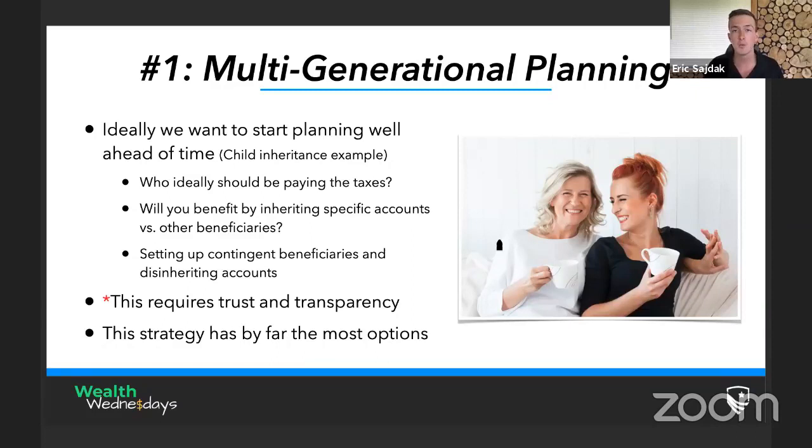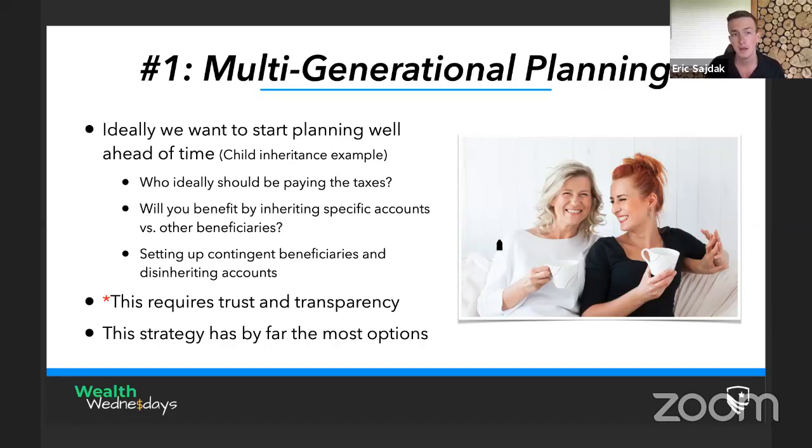So it's very important with this multi-generational planning to figure out who should be paying the taxes on that inheritance. Somebody is going to with a traditional IRA. Okay, ideally, you want the majority of that inheritance to pass on to your heirs. That's the whole point of that inheritance, is to pass as much on as possible, keep the most in the family, the least in Uncle Sam's pocket.